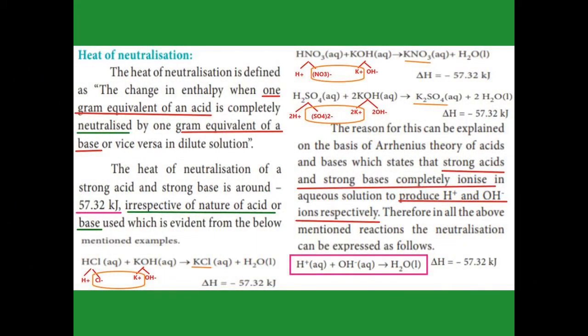Now first see the example. HCl is the acid and KOH, potassium hydroxide, is a base. Both combine to give potassium chloride, that is a salt, and then water. It is a neutralization reaction. Why is it called neutralization? The base has the opposite character of the acid, so when both opposite characters meet each other, they neutralize. So it is called a neutralization reaction.